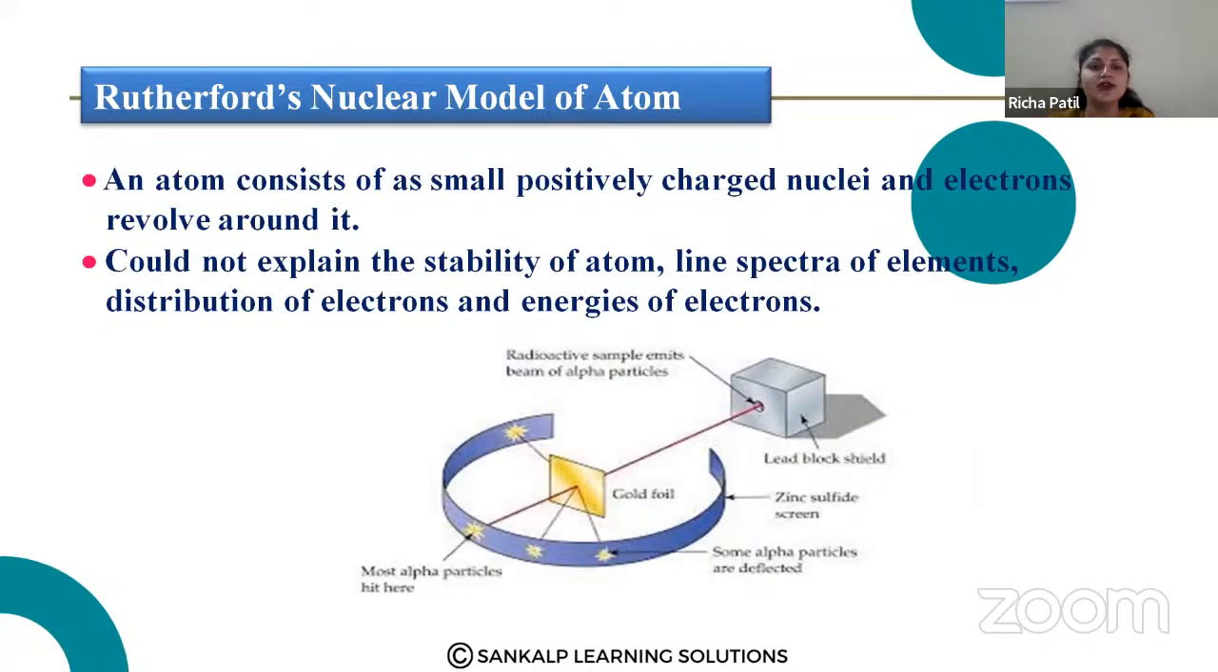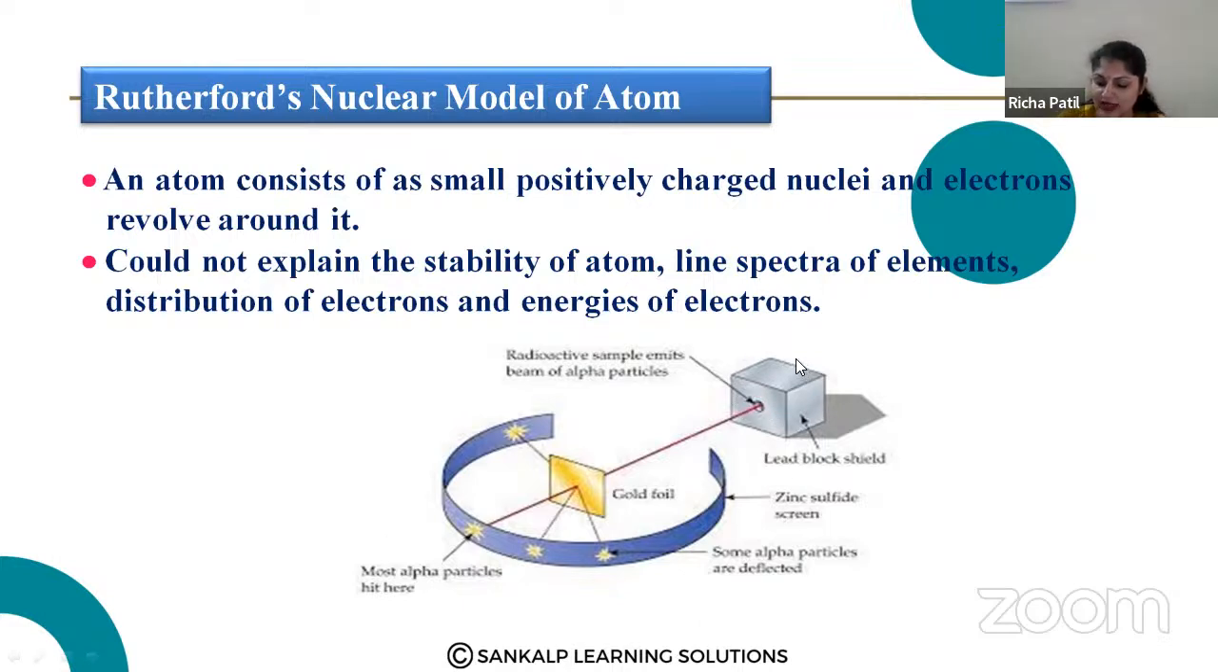Next is Rutherford's nuclear model of the atom. What did his model explain? An atom consists of a small positively charged nucleus, and electrons revolve around it. So what was his experiment? You can see this setup. This was his experiment.